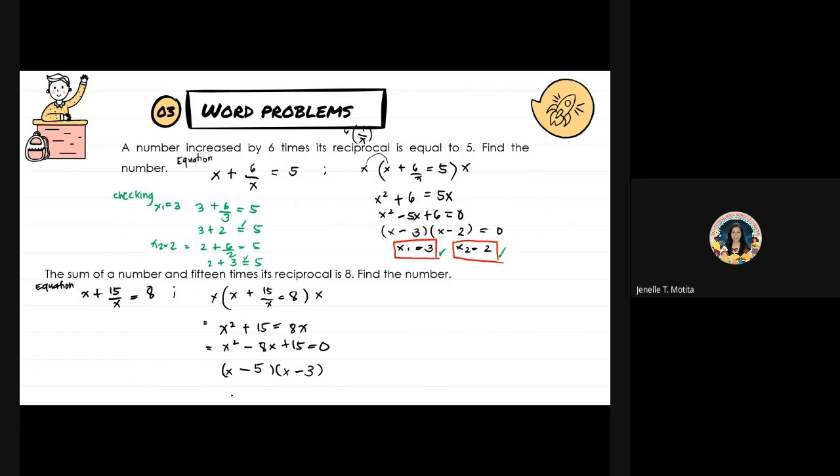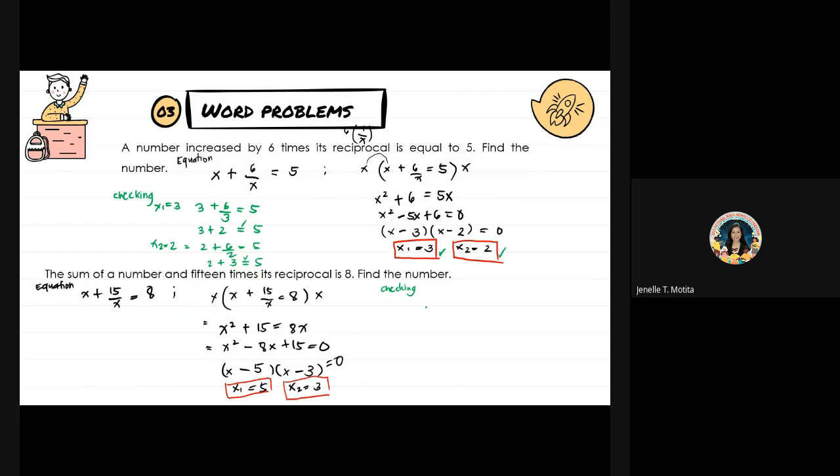Ayun. So, what is our value of x? So, same process. By your zero principle, you'll have your first x. X is equal to 5. X sub 2 is equal to 3. Okay? Ayan. So, here's your possible answer. And let's check again if this is correct. So, we're just gonna substitute the value of this in our equation. Again, let's use color green for checking.